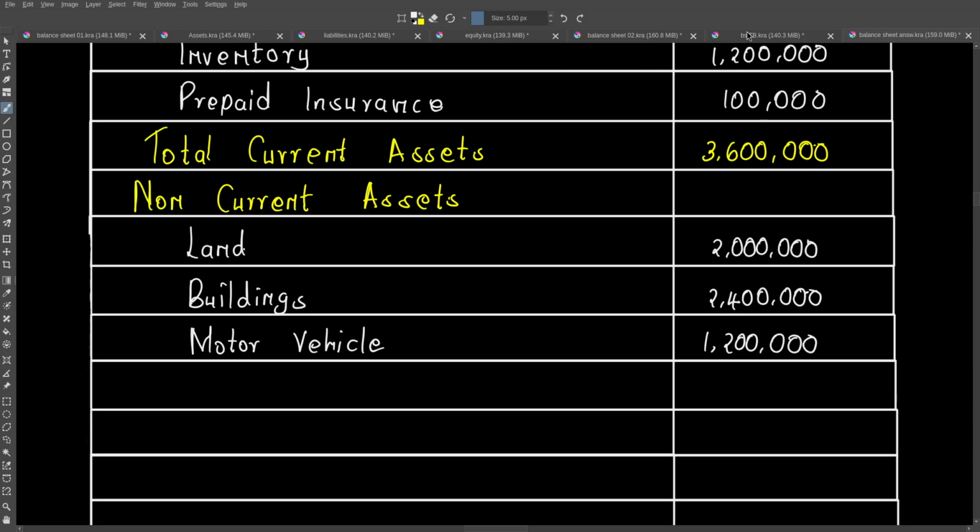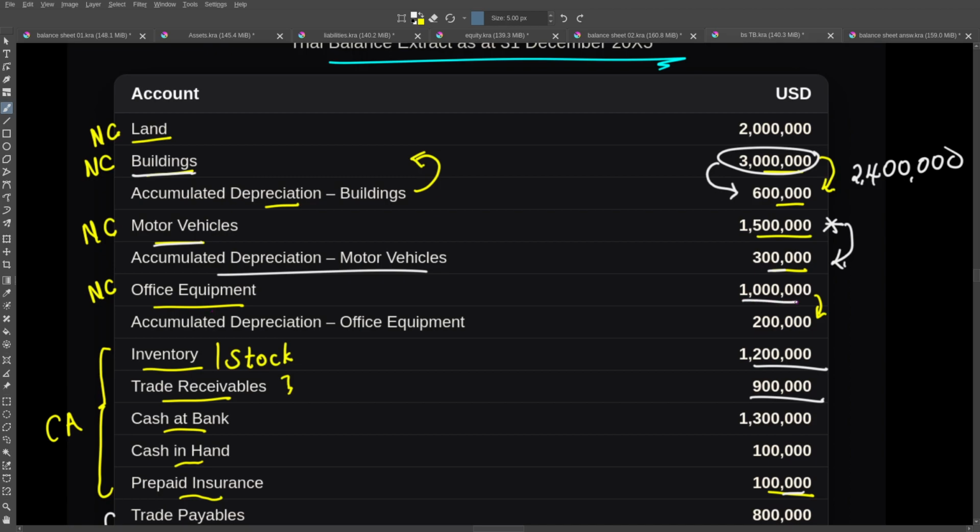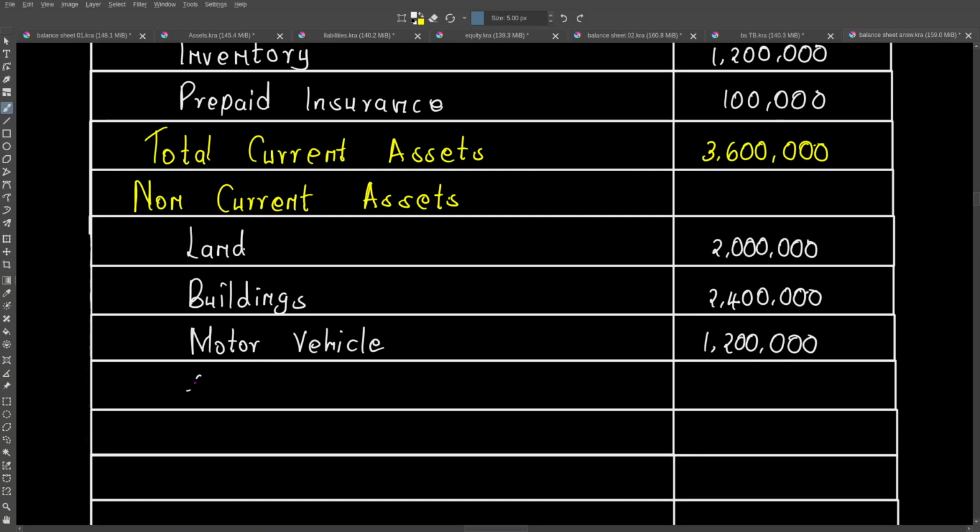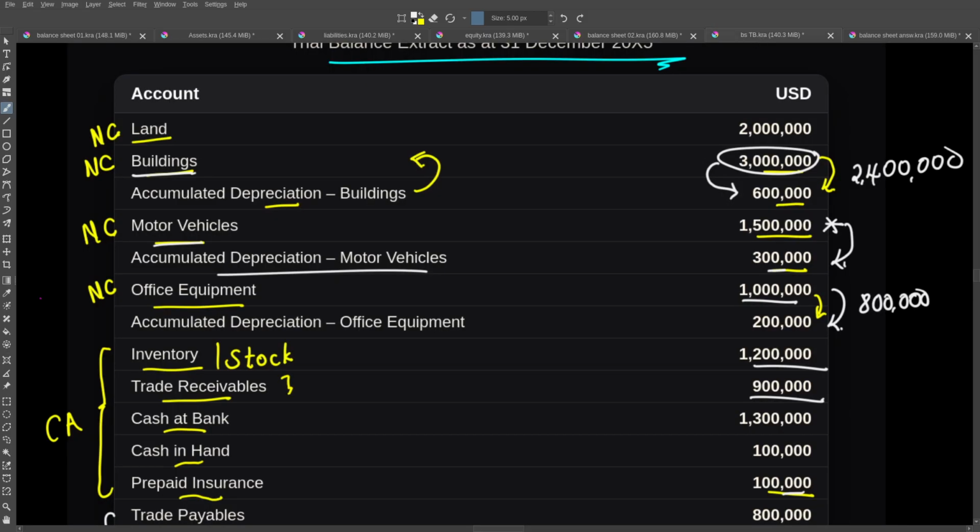Then we are going to look at the office equipment. Office equipment has 1 million. When we less 200,000, this should be 800,000. That is office equipment. Okay, so we list here office equipment, 800,000. Is there any other non-current asset left? No, we have 1, 2, 3, and 4.